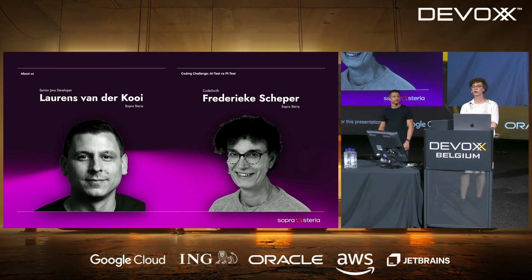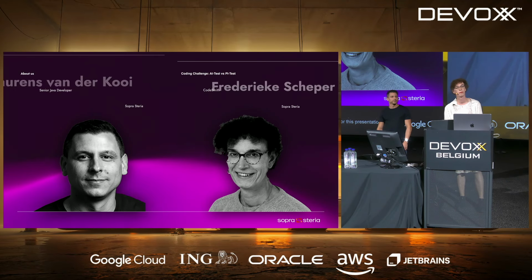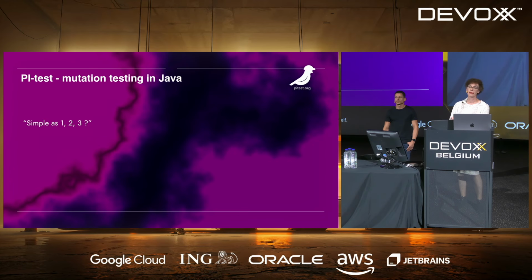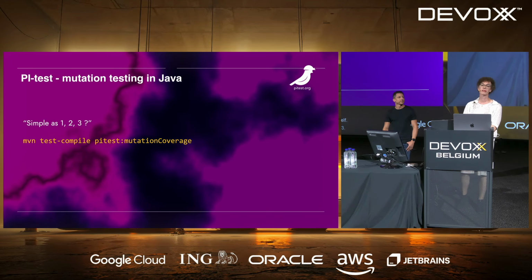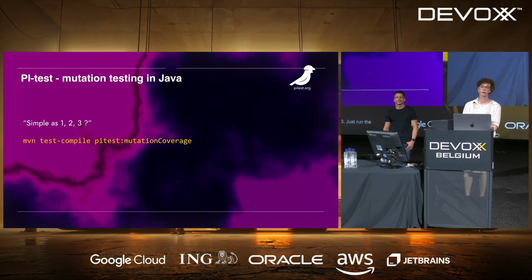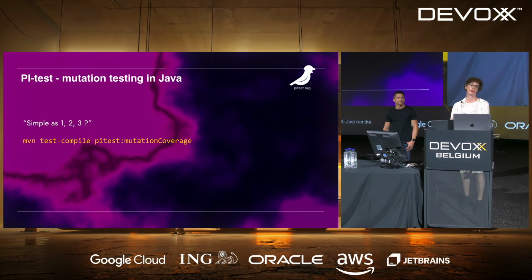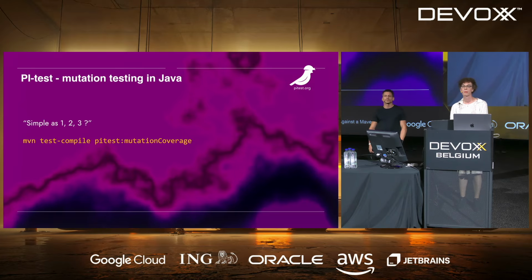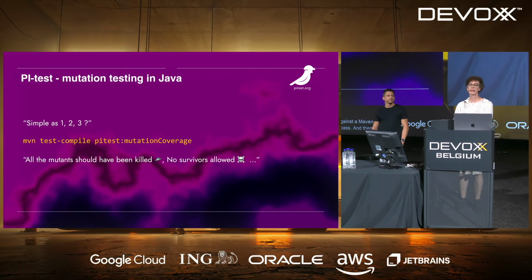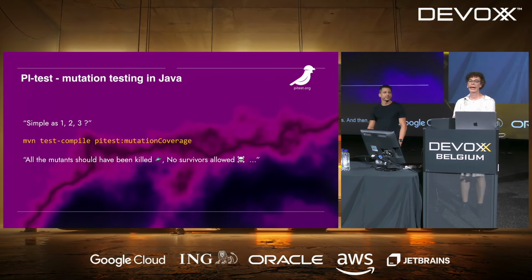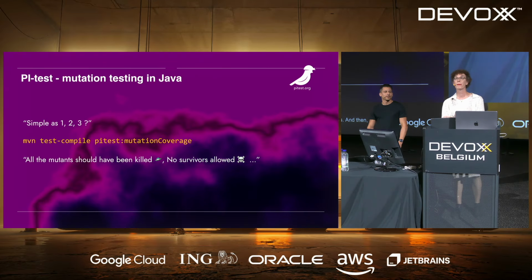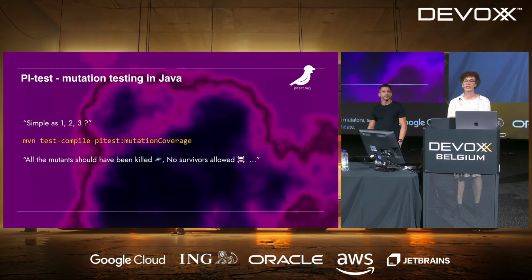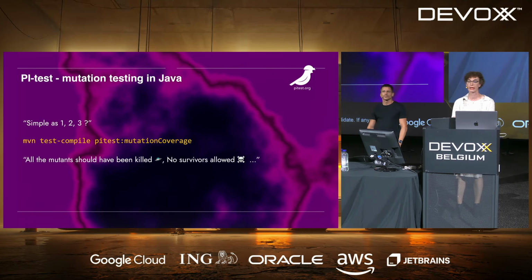But first, I'd like to introduce the PyTest framework itself. So mutation testing is actually quite simple, like 1, 2, 3. Just run the Maven test compile PyTest mutation coverage against a Maven project where you have tests, of course, and tests that pass. And then PyTest will modify the compiled source code and add mutators, and more about those later. And then it will run the tests and validate if any mutation survived and which one specifically.